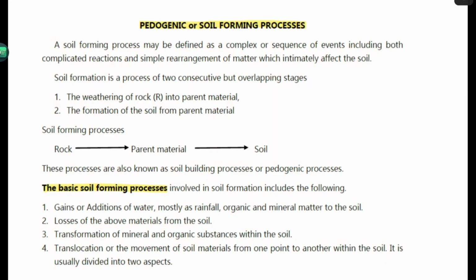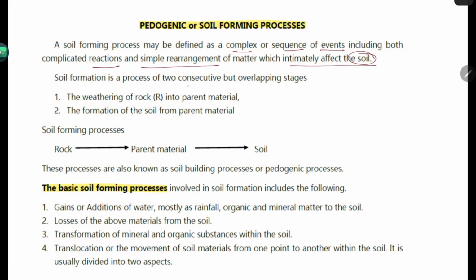So here in part 3 we have to see some of the soil forming processes. So what do we mean by soil forming? It is basically a complex or a sequence of events including both complicated reactions and simple rearrangement of matter which intimately affect the soil.